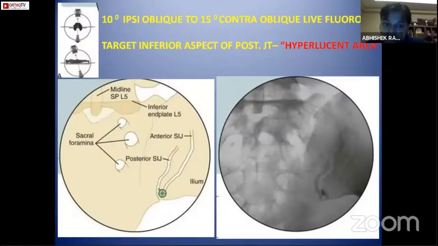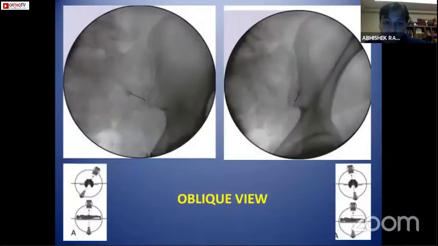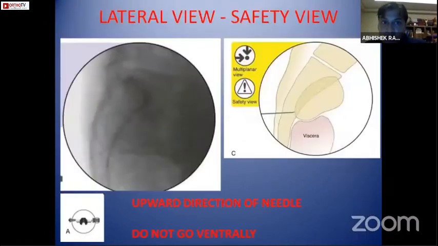So this again is a better view. You can see a needle in the anterior joint line, right there. An oblique view showing and confirming the placement of the needle in the anterior joint line. And this is the lateral view. I'll come to this in the video again.